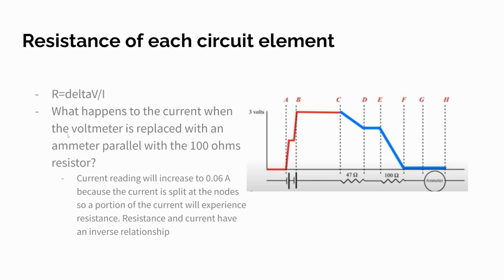What happens to the current when the voltmeter is replaced with an ammeter in parallel with a 100 ohm resistor? Current reading will increase to 0.06 amps because the current is split at the nodes, so a portion of the current will experience resistance. Resistance and current have an inverse relationship.